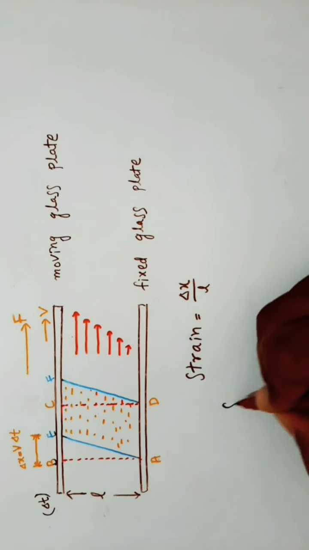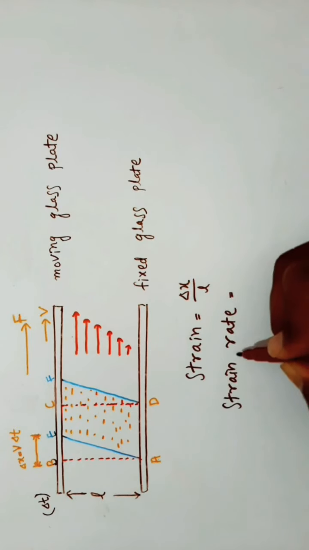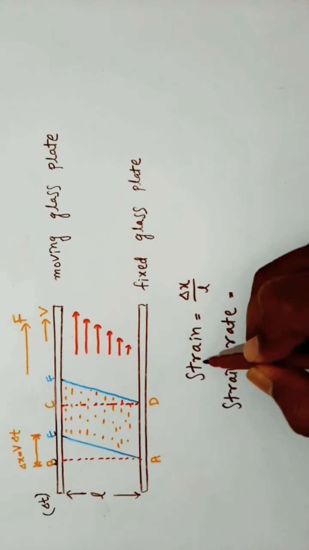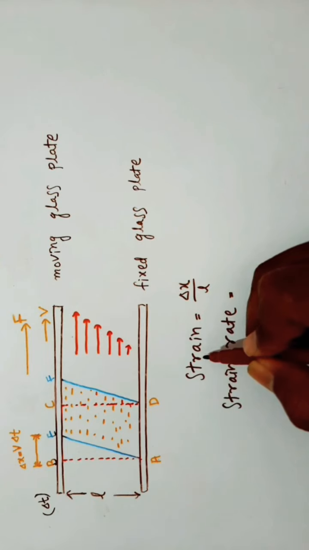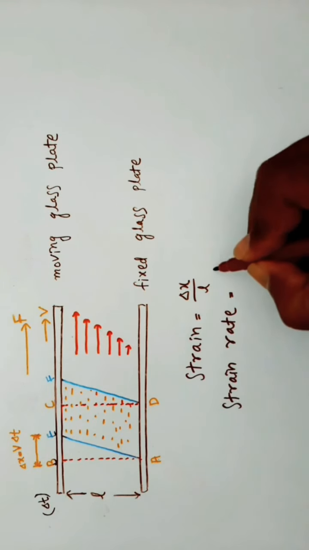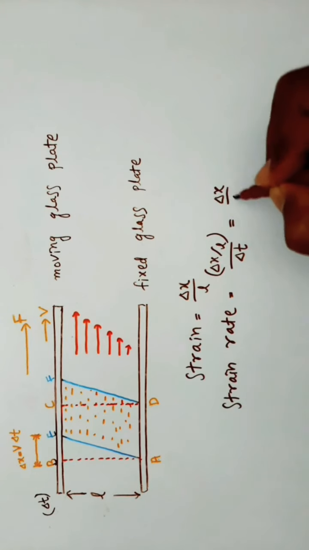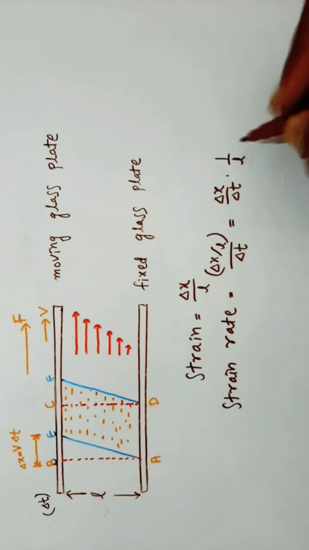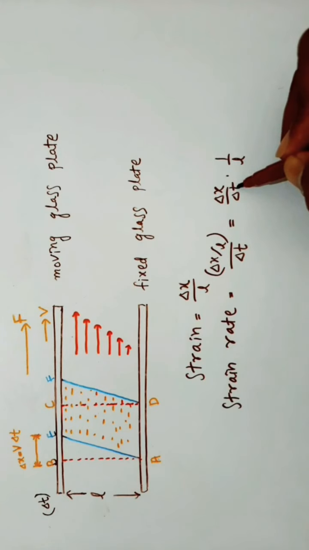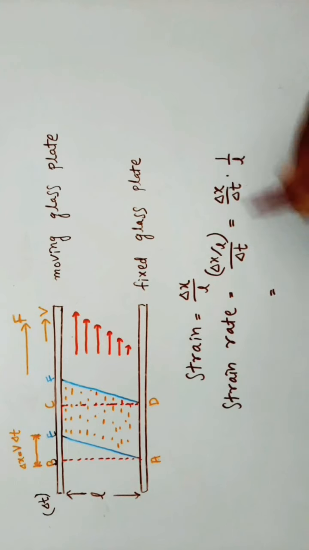Here, what is strain rate? Strain rate is the change of strain with respect to time. That is strain by time interval. So here del x by L by del T. It can be written as del x by del T into 1 by L. We know del x by del T is equal to velocity. So therefore strain rate is equal to velocity by L.